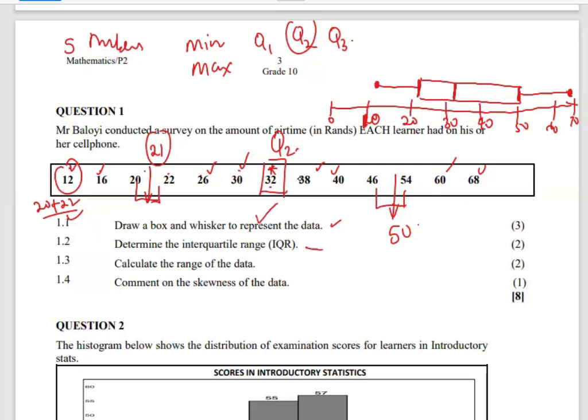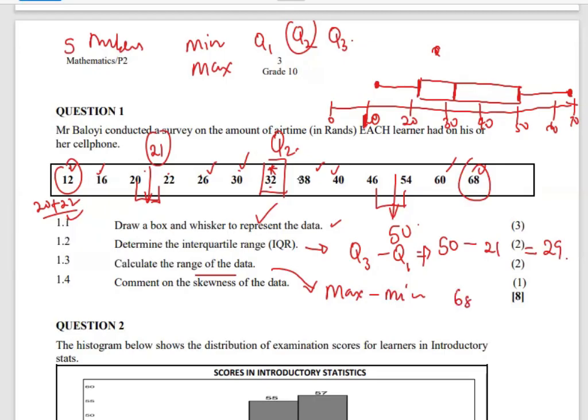And then they want us to determine the interquartile range. We know that the interquartile range is basically Q3 minus Q1. Our Q3 was 50, our Q1 was 21, so we're going to get 29. Then the range: we know that range is the maximum minus the minimum. Our maximum is 68 minus the minimum, which is 12. If I subtract this, I'm getting 56.